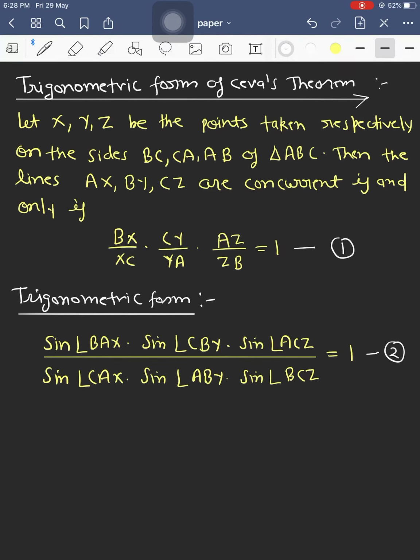Hello guys, in this lecture I am going to prove the trigonometric form of Ceva's theorem. You are already familiar with form 1, and form 2 is the corresponding trigonometric form. To obtain the trigonometric form we have to use the sine rule. Okay, fine, let's start.